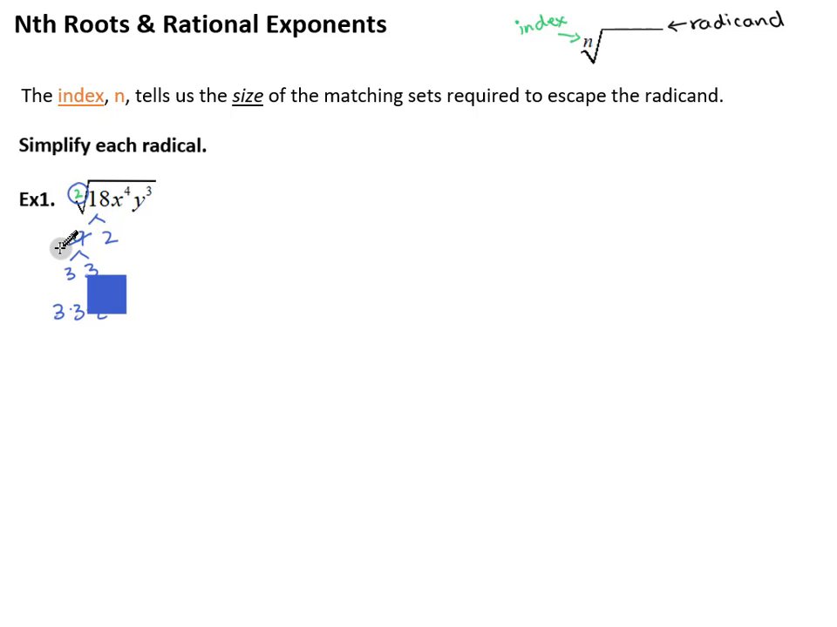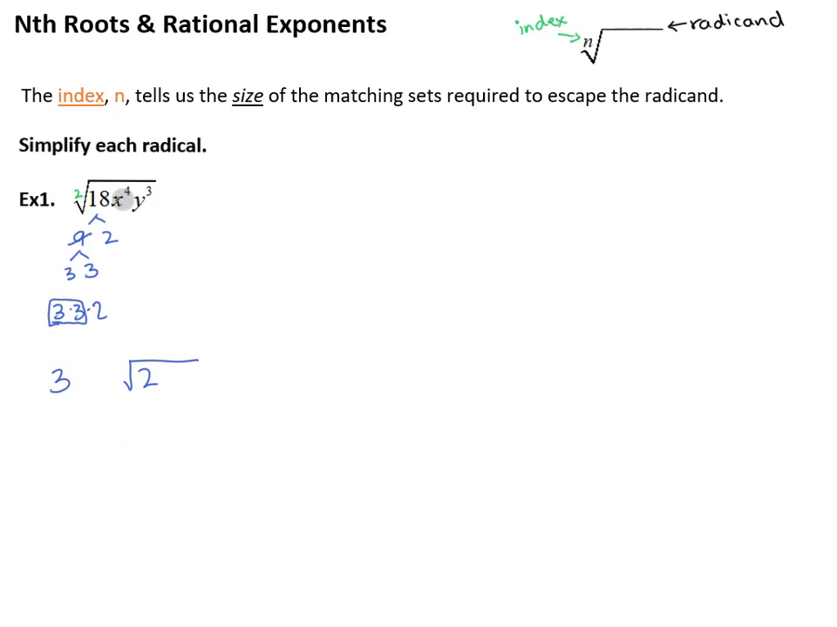For a square root, we would need sets of 2 to be able to take anything out of our radical. And here we have two 3s. So we get to take a 3 out of our radical, and anything that's left over gets multiplied and goes back inside of our square root. So we'll have our 2 left over. Notice I'm leaving a little space in case some of these variables come out as well.